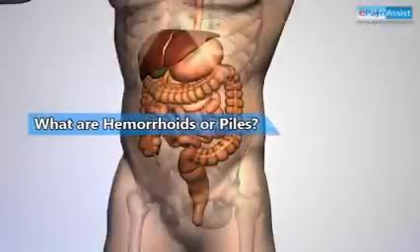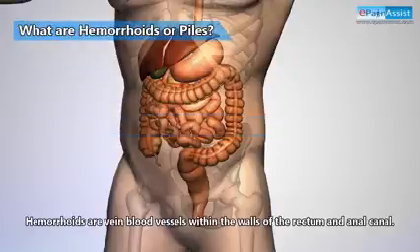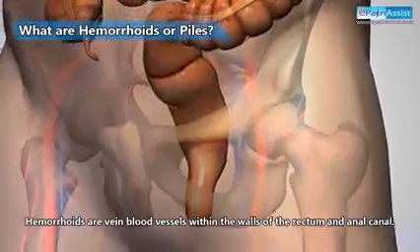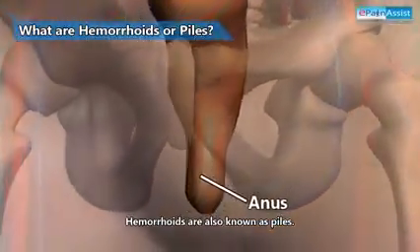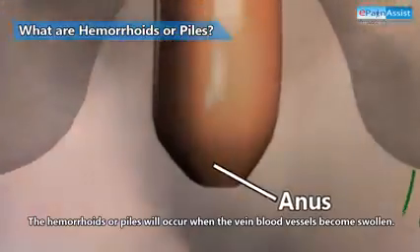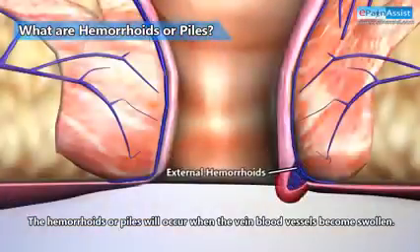What are hemorrhoids or piles? Hemorrhoids are vein blood vessels within the walls of the rectum and anal canal. Hemorrhoids are also known as piles. The hemorrhoids or piles will occur when the vein blood vessels become swollen.